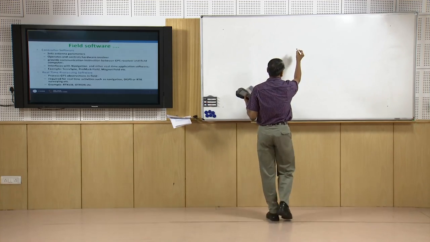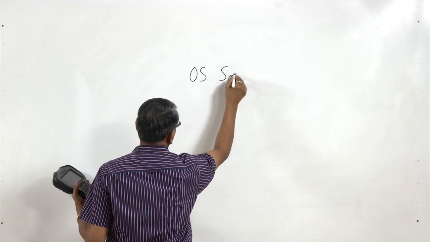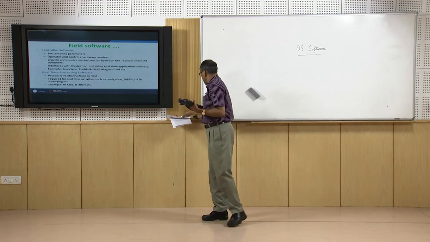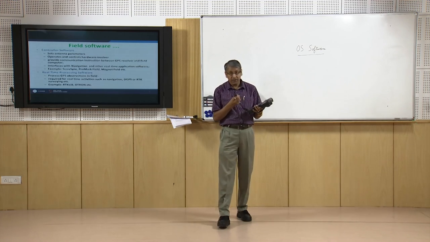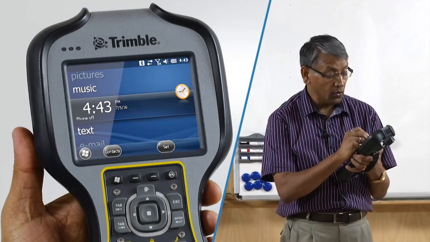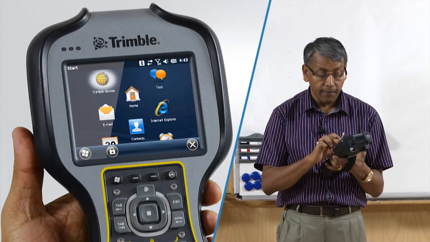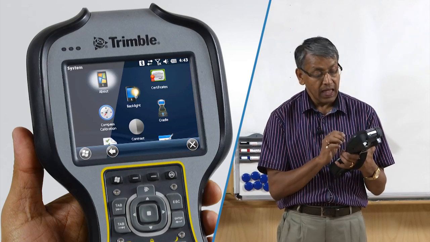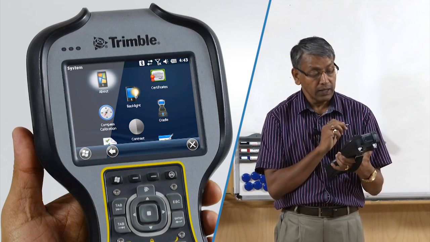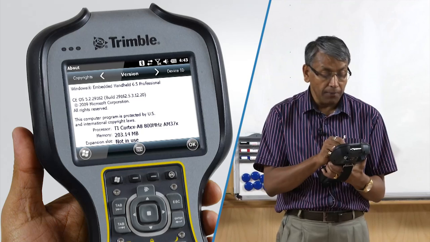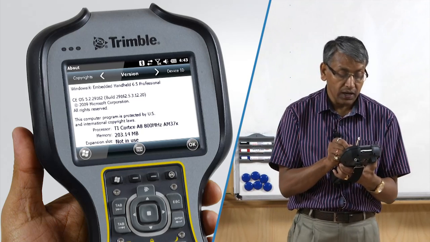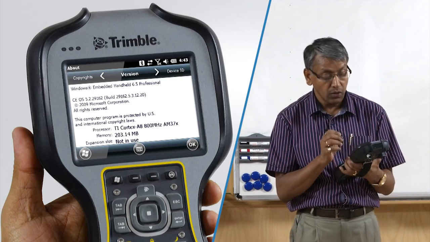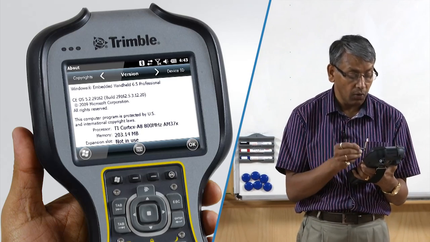Now, let me tell you about operating system software that is working inside this controller. In order to know what operating system software is working inside this controller, we go by start. First we have to click start, then we should click settings. Inside the settings, if we go to system, and inside the system, if we go to about, then it will provide us the information about the operating system, that is Windows Embedded Handheld 6.5 Professional. So, in this way we also know what the operating system is, and further work on the operating system can be done.